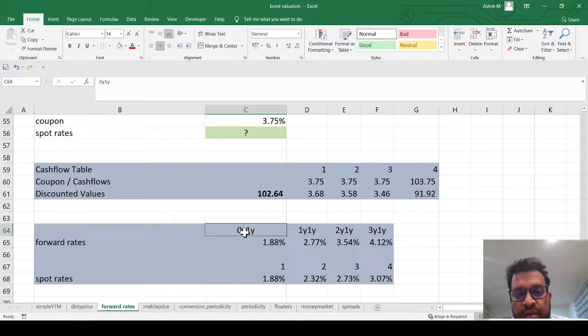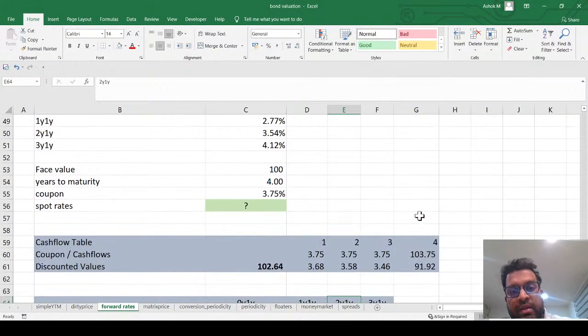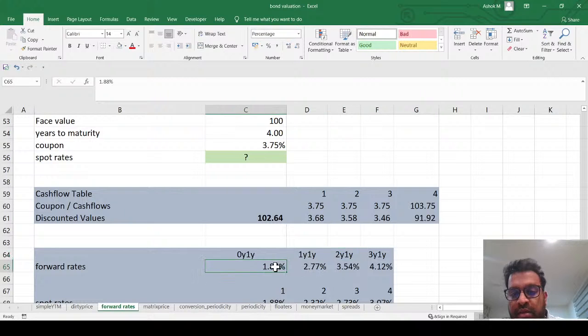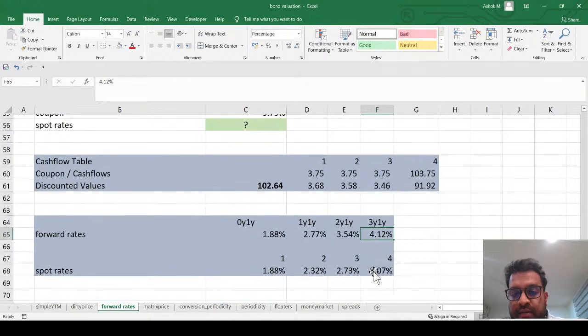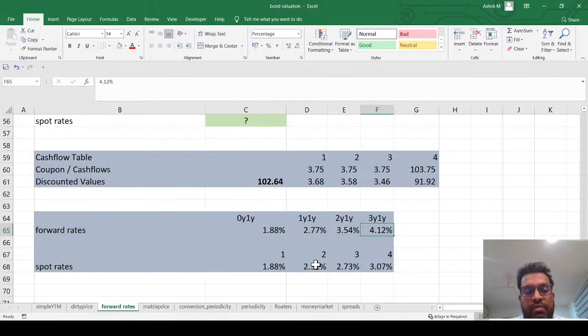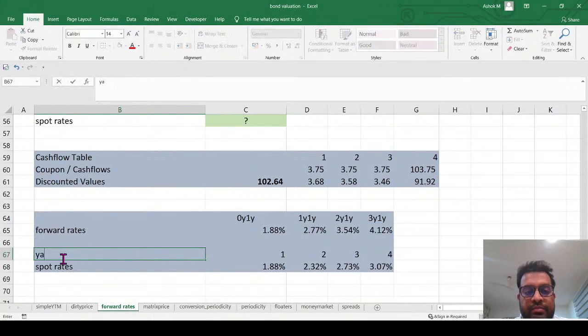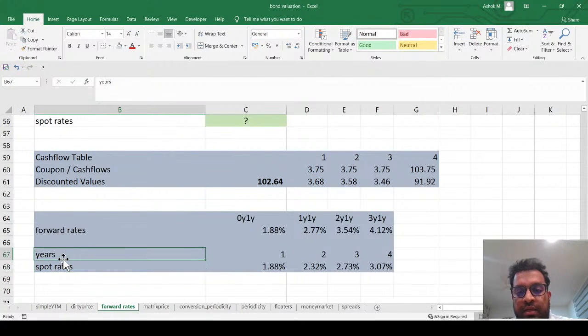This is 0 years from now, that is today, the 1 year forward rate, which I told you is the same as a spot rate. Then 1 year from now, what is the 1 year forward rate? 2 years from now, what is the 1 year forward rate? Basically, I've copied the data from the question itself. Now I need to put an equivalent spot rate for each period. I need the 1 year rate, 2 year rate, 3 year rate, and 4 year rate, because the cash flow table requires 4 values.